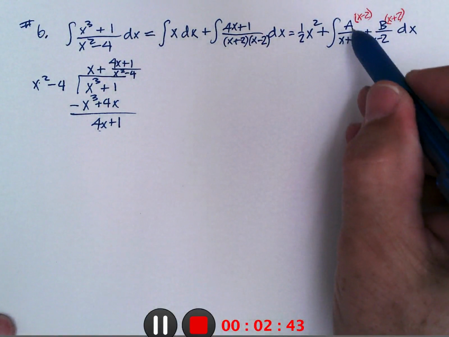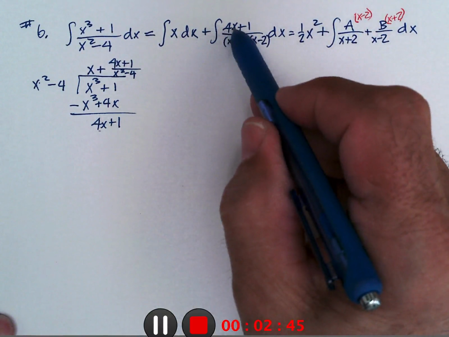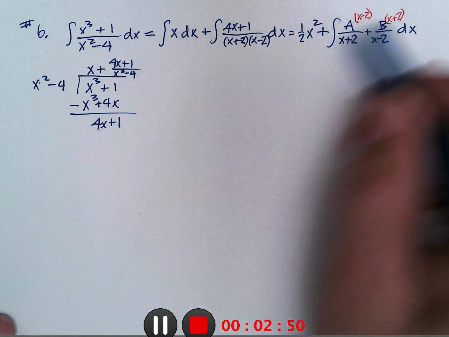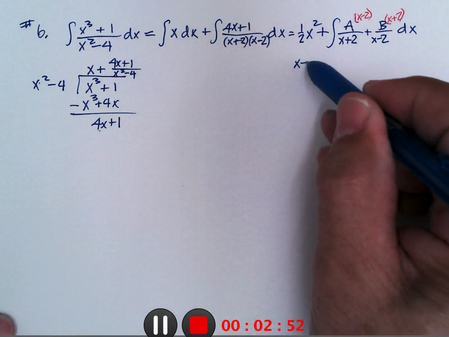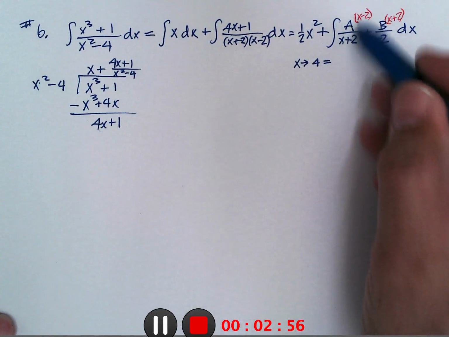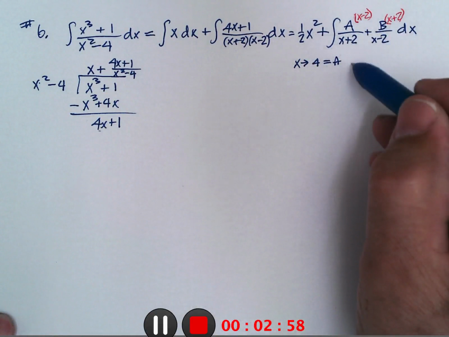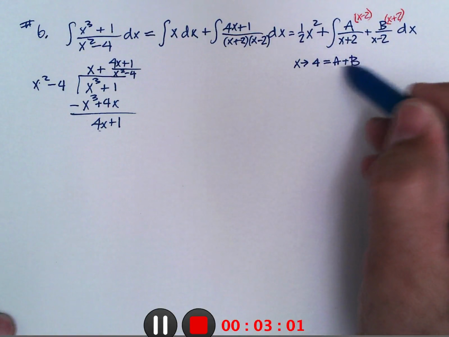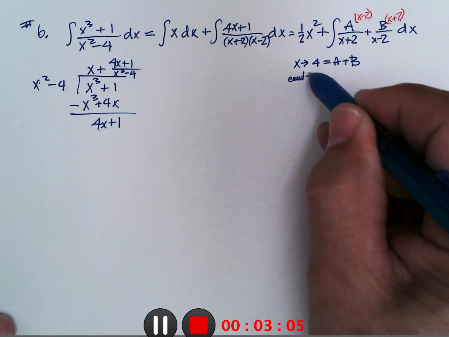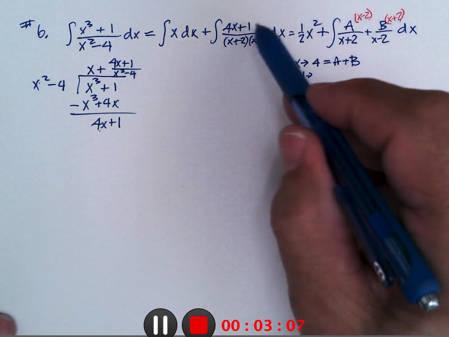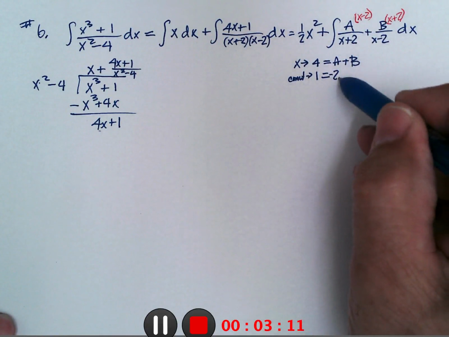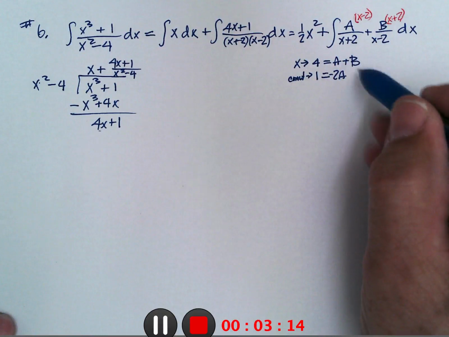We're trying to get 4x plus 1. And so we have x's and constants. The x's, there are 4 of them here, would have to equal ax plus bx. So a plus b has to equal 4, and then for the constant, 1 has to equal negative 2a plus 2b.